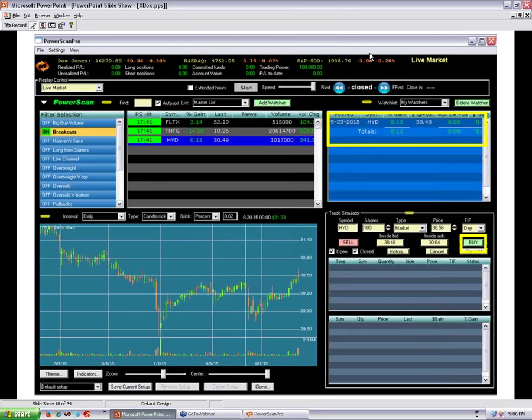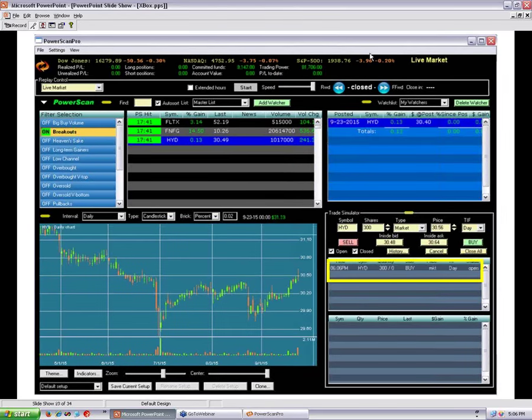Now, I decided I like that one. I want to practice trading it. So I go buy on the paper trader, and boom, now it's in the order queue for the paper trader. So we've got list, filters, chart, watchers, paper trader, all with just a few clicks. That's a lot more powerful than it looks.